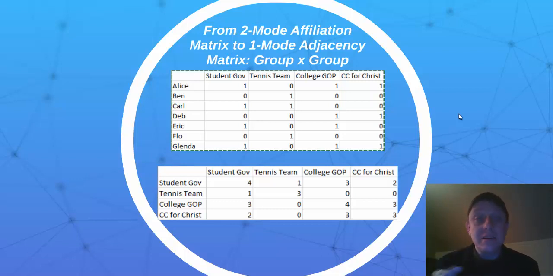Yeah, Alice and Glenda. So now we've gone from a 2-mode affiliation matrix to a 1-mode adjacency matrix. But it's a different one. It's the relationships between groups. So you want to know which groups are close to each other. You want to know which ones are far separate away from each other. Now you know. Pretty cool. All from 4 membership lists, right? You can get all this information.